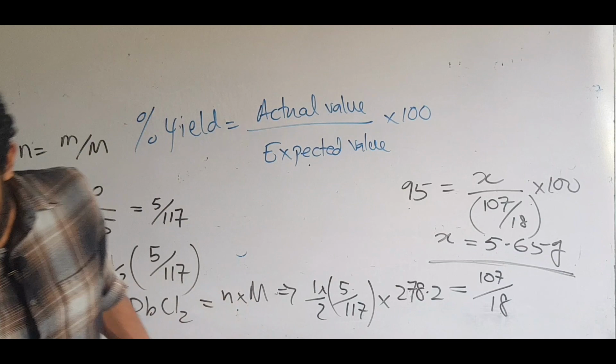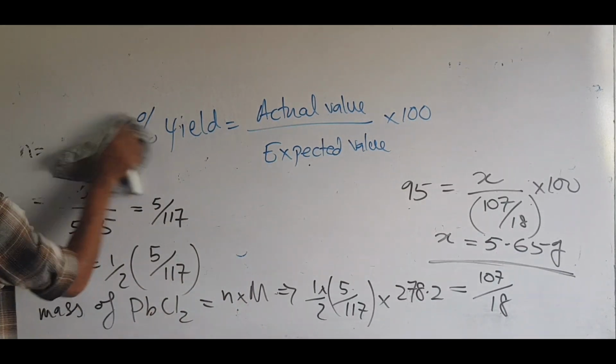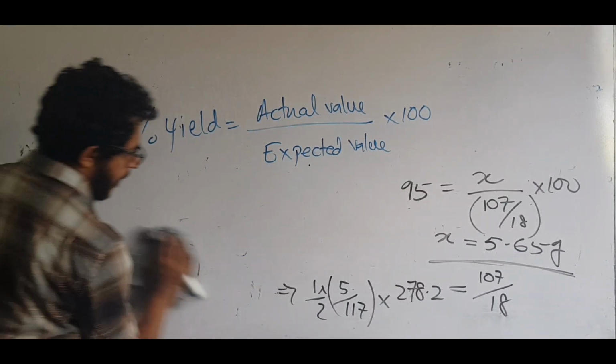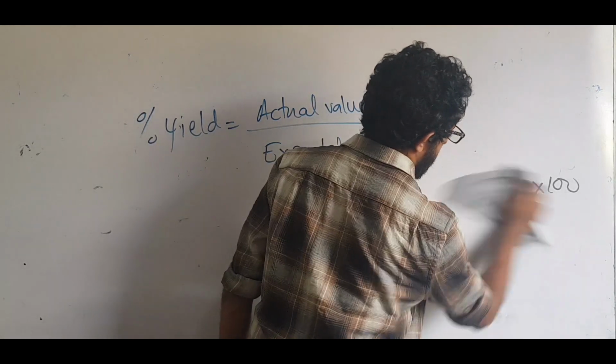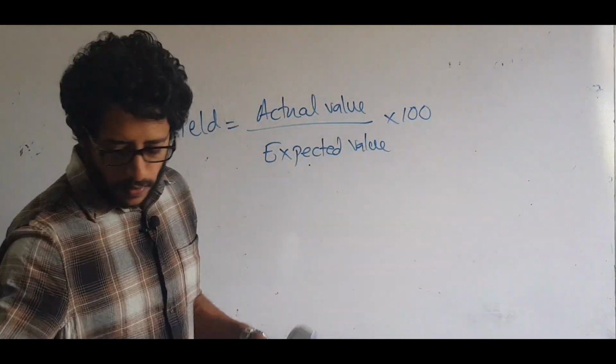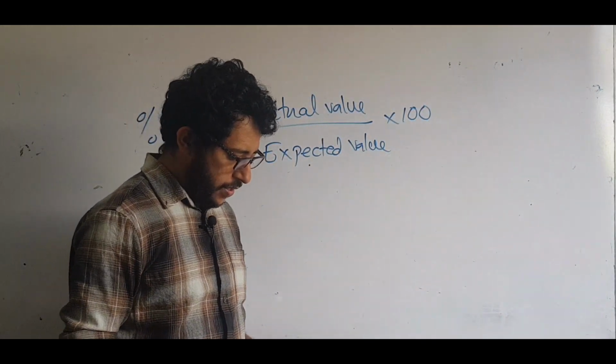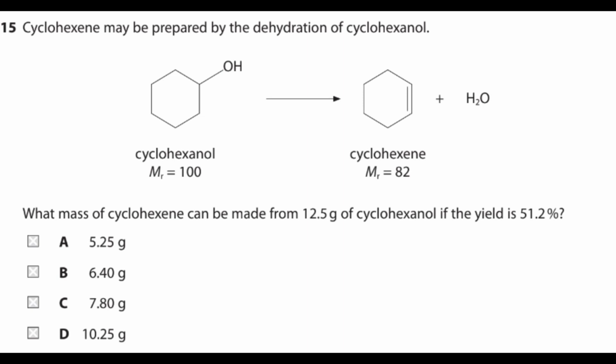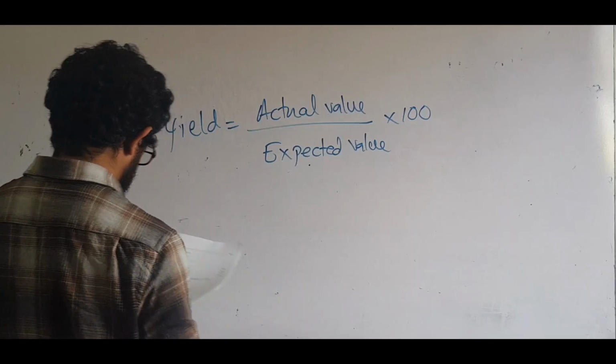We'll do another one. This is also an MCQ. So cyclohexene may be prepared by the dehydration of cyclohexanol. The reaction is given. What mass of cyclohexene can be made from 12.5 gram of cyclohexanol if the yield is 51.2? Same type of question.